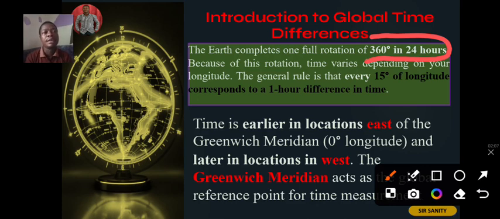So if Ghana is on longitude 0 degrees, then we have a country, let me say Nigeria, on 15 degrees. Because Nigeria is on 15 degrees at the eastern part of Ghana on longitude 0 degrees, the time of Nigeria is going to be ahead of Ghana by 1 hour, because every 15 degrees gives you a time difference of what? 1 hour. A time difference of 1 hour. Good.